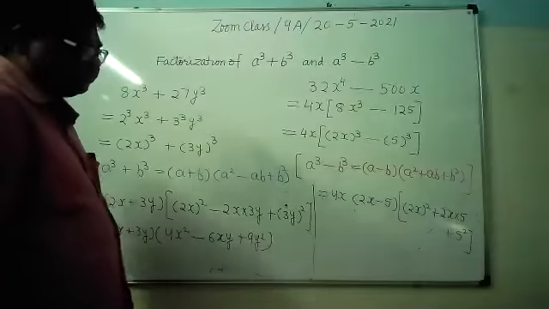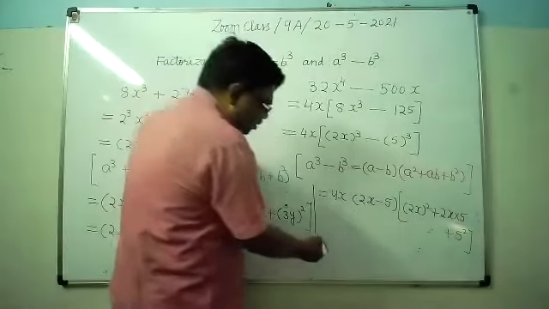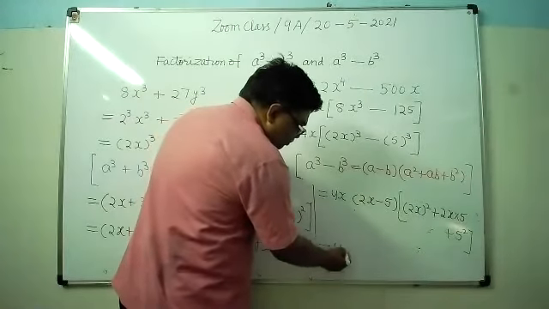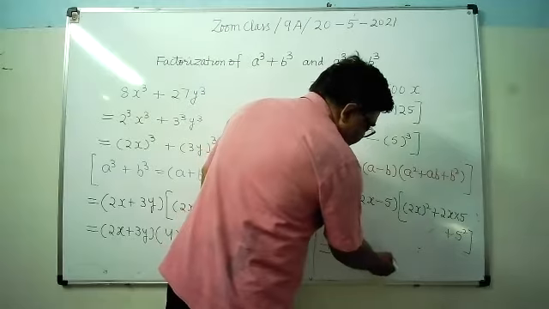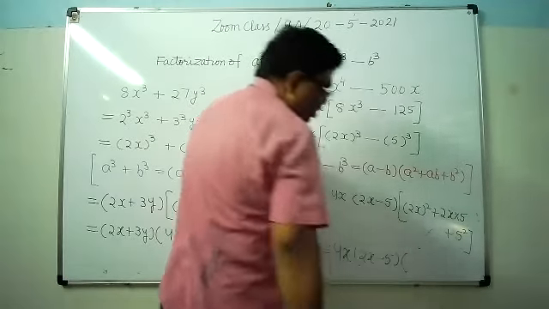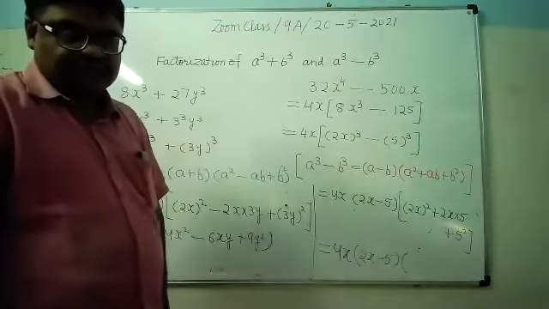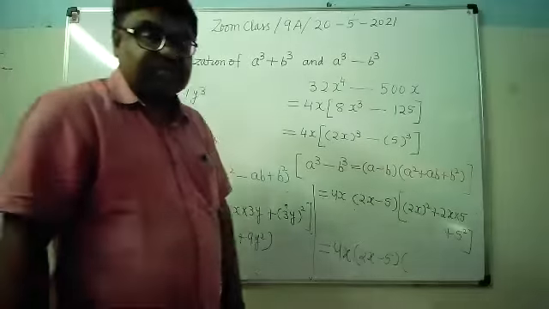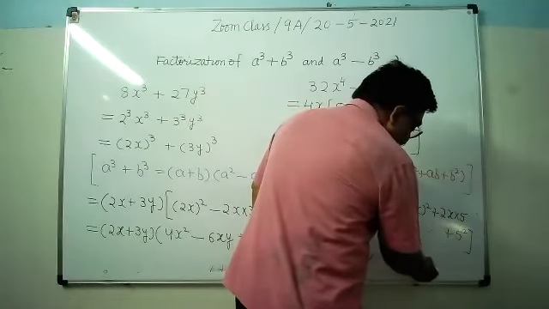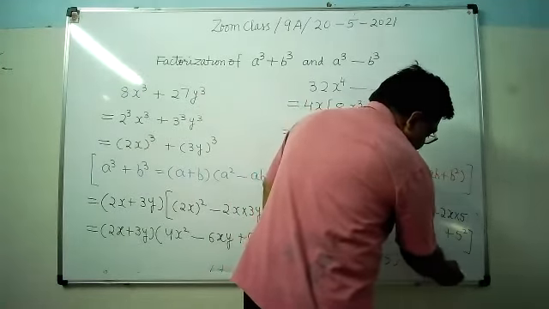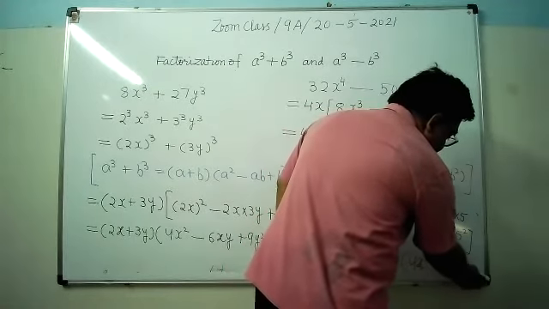Now you simplify. When you simplify, what will you get? 2x minus 5. 2x whole square is equal to 4x square plus 10x plus 25.